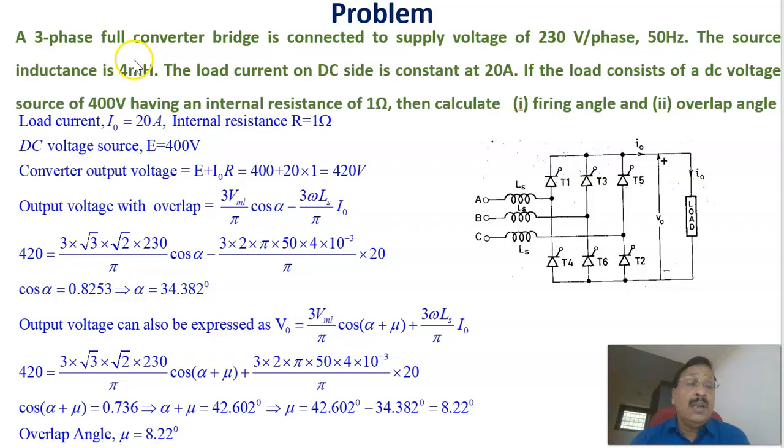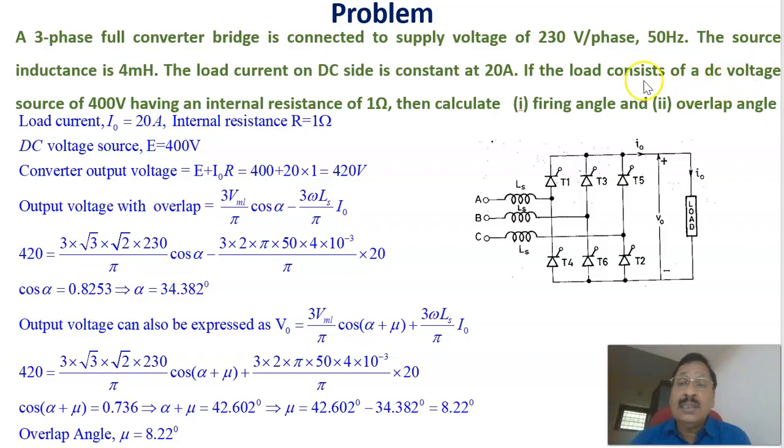Now let us see a problem on a three-phase full converter bridge connected to a supply voltage of 230 volt per phase, 50 hertz. The source inductance is 4 millihenry. The load current on the DC side is constant 20 amperes. If the load consists of a DC voltage source of 400 volts having an internal resistance of 1 ohm, calculate the firing angle and the overlap angle.